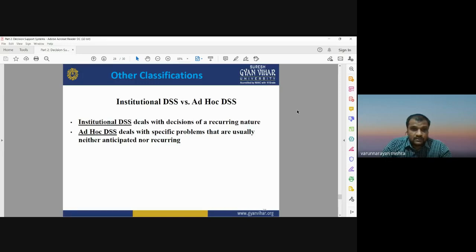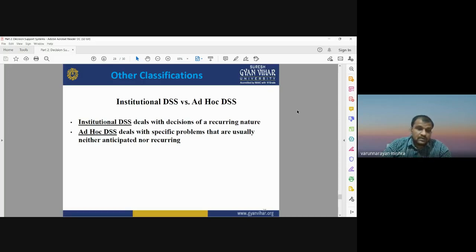Also we have institutional decision support system. If your organization or a company has its own decision support system, this kind of DSS is known as institutional DSS, which deals with decisions of a recurring nature. Ad hoc DSS deals with specific problems that are usually neither anticipated nor recurring. Ad hoc DSS is only for a specific problem, and institutional DSS deals with decisions of a recurring nature.